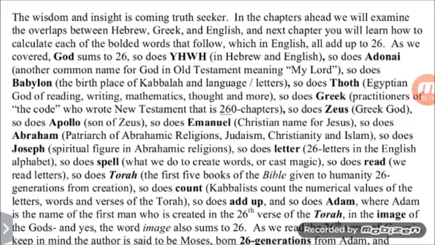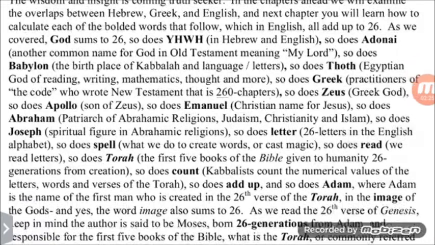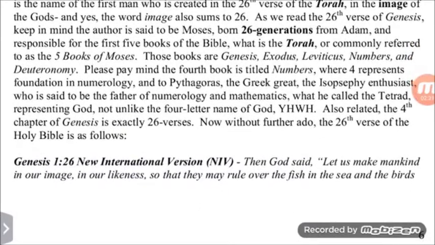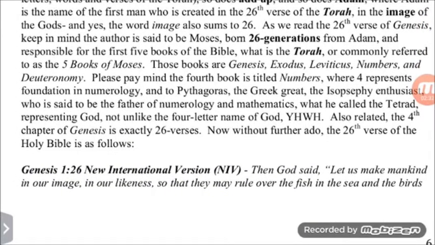where Adam is the name of the first man who was created in the 26th verse of the Torah, in the image of the gods, and yes, the word image also sums to 26. As we read in the 26th verse of Genesis, keep in mind the author is said to be Moses, born 26 generations from Adam, and responsible for the first 5 books of the Bible.